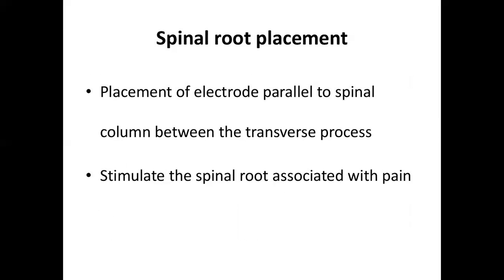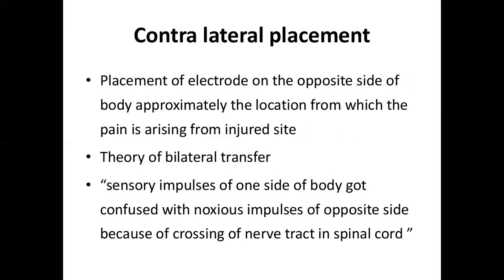Spinal root placement: the electrodes are placed parallel to the spinal column, between the transverse processes, to stimulate the spinal root associated with the pain. Contralateral placement: the electrode is placed on the opposite side of the body, approximately at the location corresponding to where the pain arises on the injured side. By the theory of bilateral transfer, sensory impulses of one side of the body get confused with noxious impulses of the opposite side because of the crossing of nerve tracts in the spinal cord.